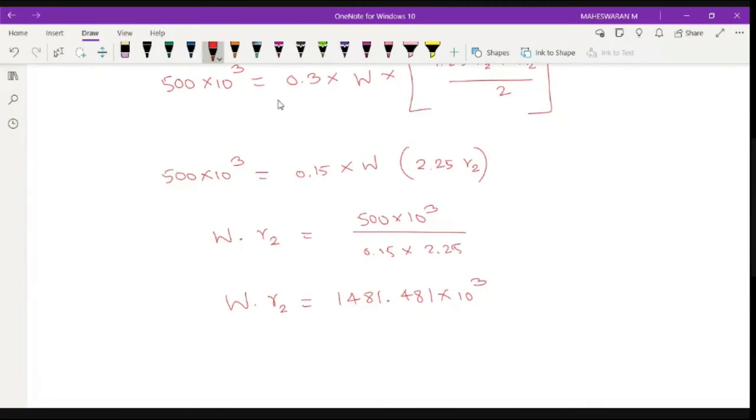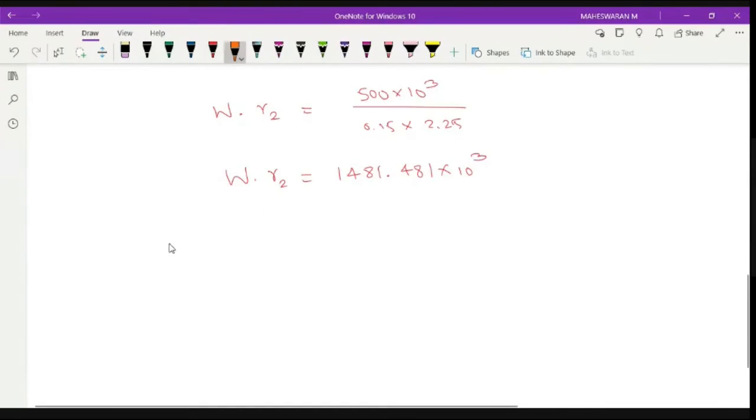Okay. So now we have a formula to identify W, right? And we proceed with this. What is the formula to identify W?